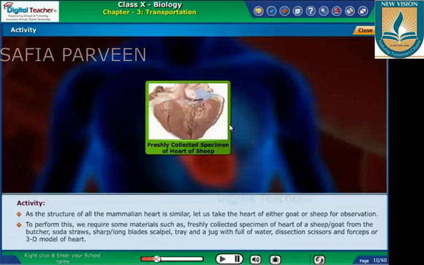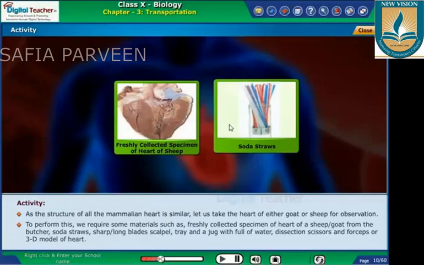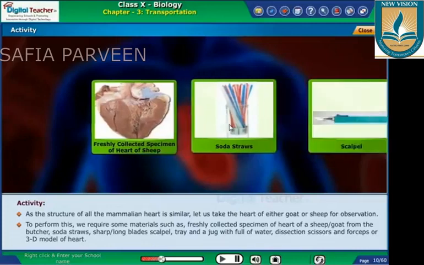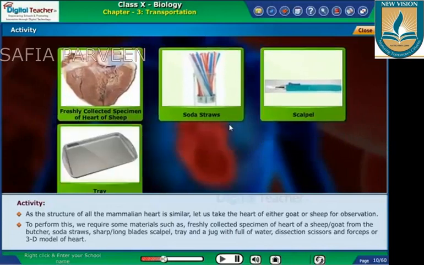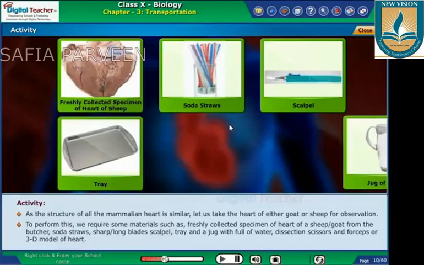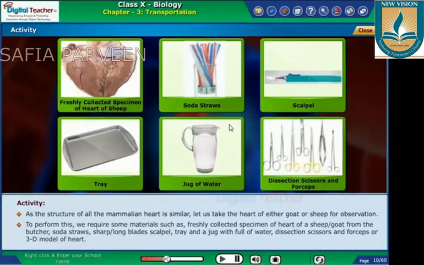Firstly, we will take the specimen of heart that is collected from a goat. Keep in mind that this should be a fresh one. If it is not fresh, we could not do this activity efficiently. And we need some soda straws. To observe the blood vessels clearly, we need soda straws and a scalpel blade. This is a long blade that is used for dissection. A tray to keep this heart and a jug of water to wash it. And we need dissection scissors and dissection forceps to do this experiment.